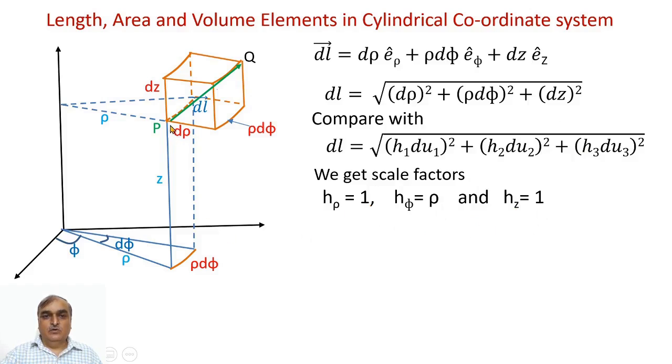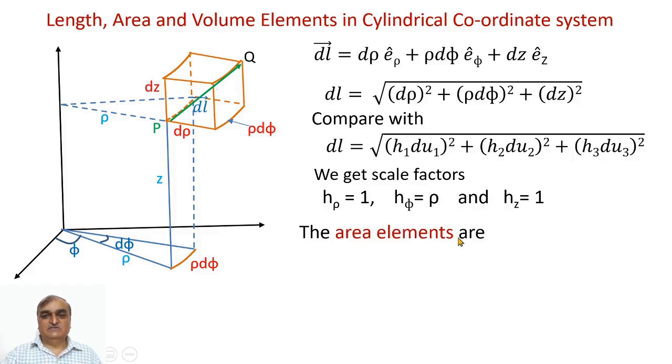Because rho and z have dimension of length, therefore h rho is equal to 1 and hz is equal to 1. But phi does not have dimension of length, so we have to convert it into a length component by multiplying it by rho. Therefore, this scale factor h phi is equal to rho. This way, these three scale factors are h rho equal to 1, h phi equal to rho, and hz equal to 1.